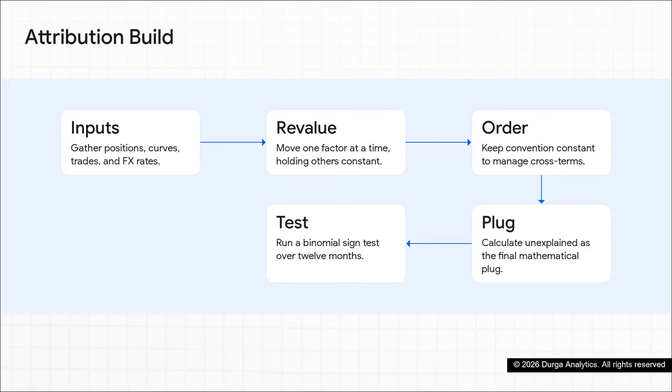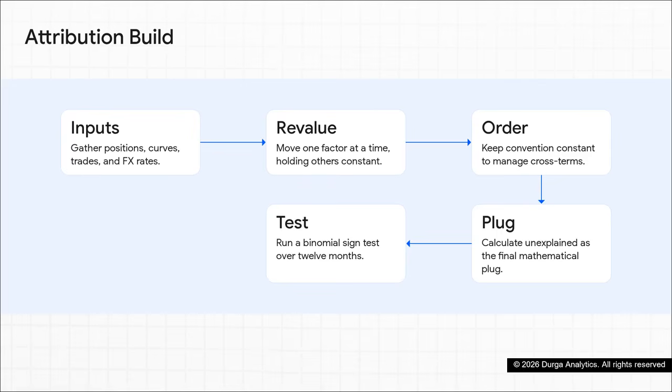Now actually, scratch that. Make sure you really internalize this next part. Order matters immensely here because of cross-terms. So whatever ordering convention you pick, document it and never change it. Otherwise, overlapping market moves will completely distort your data. Unexplained becomes your mathematical plug at the very end.